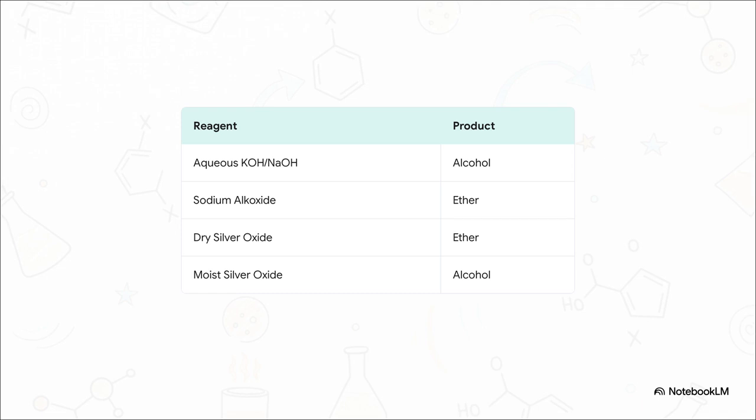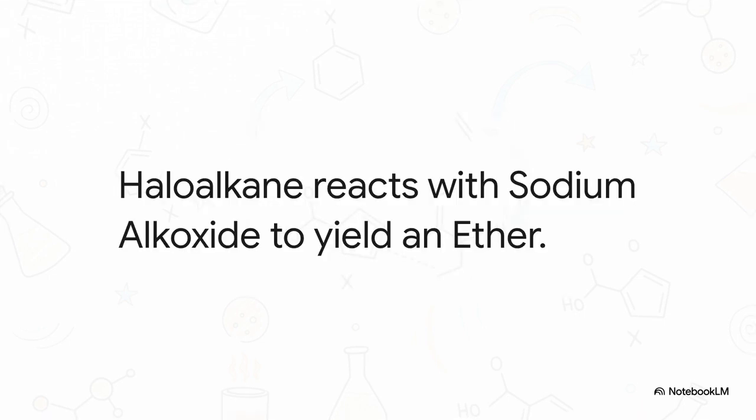But what if we change the reagent to a sodium alkoxide? Well, the product changes to an ether. We can also use silver oxide. If we use dry silver oxide, we get an ether. But if we use moist silver oxide, the water actually changes the chemistry to produce silver hydroxide in the mix, and our haloalkane becomes an alcohol. It's a highly predictable, beautifully organized system of chemical construction. So the absolutely crucial point here is that specific reagents yield specific guaranteed results.